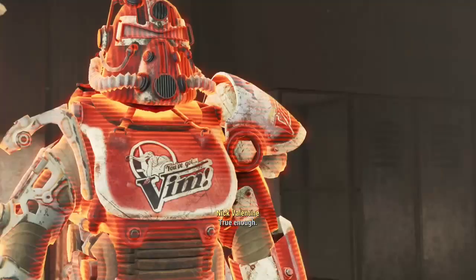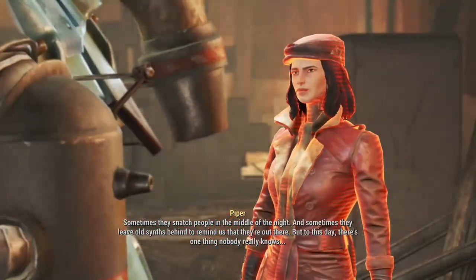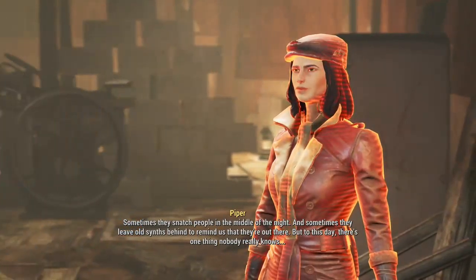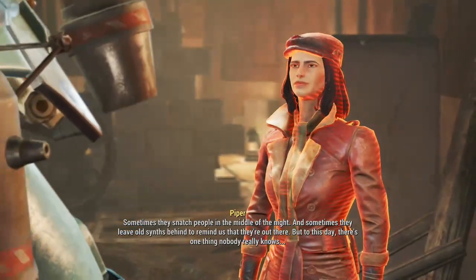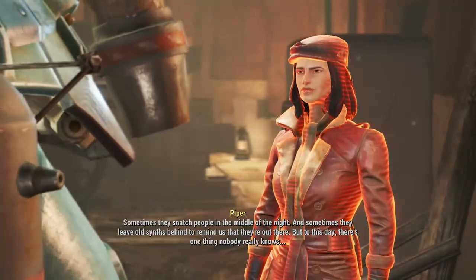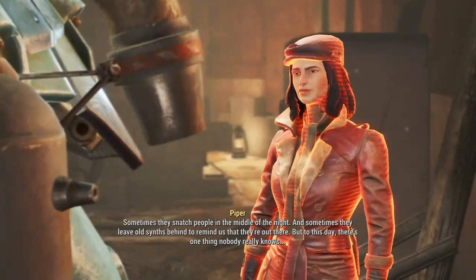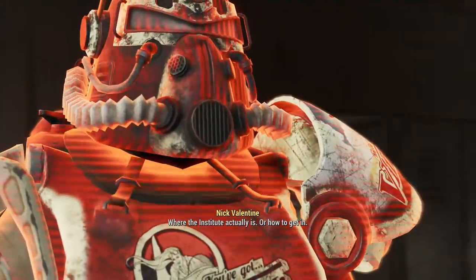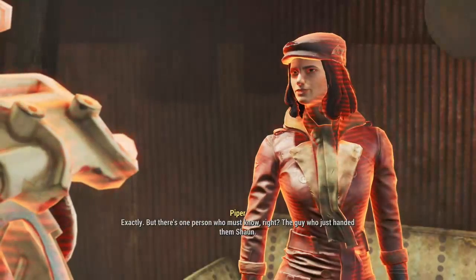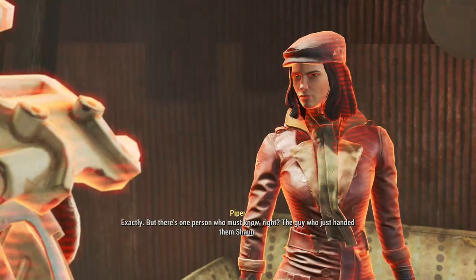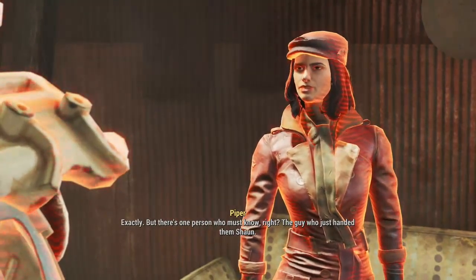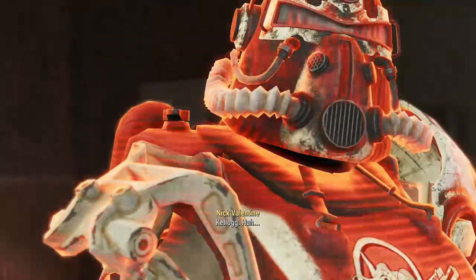True enough. Sometimes they snatch people in the middle of the night, and sometimes they leave old synths behind to remind us that they're out there, but to this day, there's one thing nobody really knows. Where the Institute actually is. Or how to get in. Exactly. But there's one person who has to know, right? The guy who just handed them Sean. Kellogg.